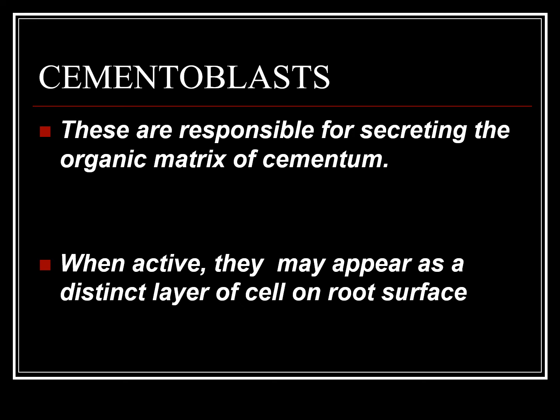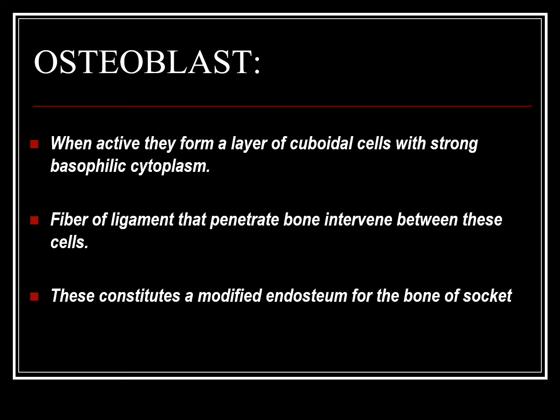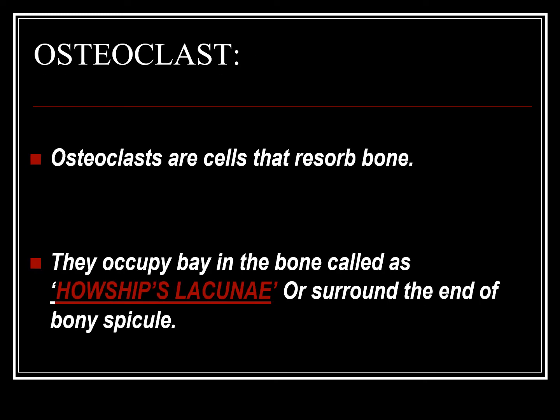Cementoblasts. These cells are responsible for secreting the organic matrix of the cementum. When active, they may appear as a distinct layer on the cell of the root surface. Osteoblasts. When the osteoblast cells are active, they form a layer of cuboidal cells with strongly basophilic cytoplasm. The fibers of the ligament that penetrate the bone intervene between these cells. These constitute a modified endosteum for the bone of the socket.